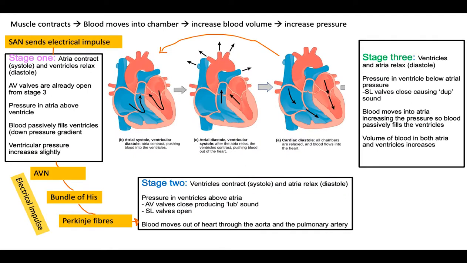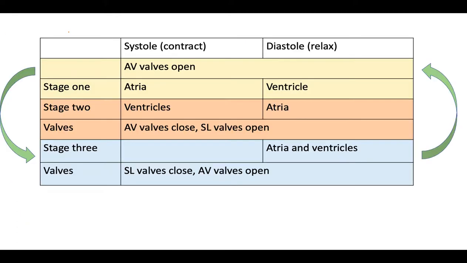Okay, so in a nutshell, if we were to join these things together, in order for stage 1 to happen, the sinoatrial node must send the electrical impulse. Stage 1 happens. And then in order for stage 2 to happen, that electrical impulse needs to go through our AV node, through the bundle of His and the Purkinje fibers, and then stage 2 will happen. Following that, stage 3 will happen, and we'll return back for another cardiac cycle.